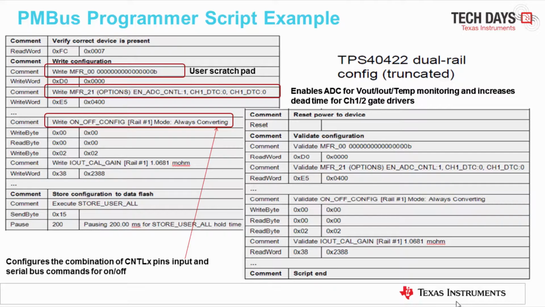Then you reset the power to the device and you read back the values that you wrote into it, such as the user scratch pad, manufacturer 21 for the ADC and the channel 1 and channel 2 dead time, the on-off configuration value, as well as the I-out cal gain correction value. Finally, after you verify that the values are correct, you end the script and the manufacturing script is ready for use.